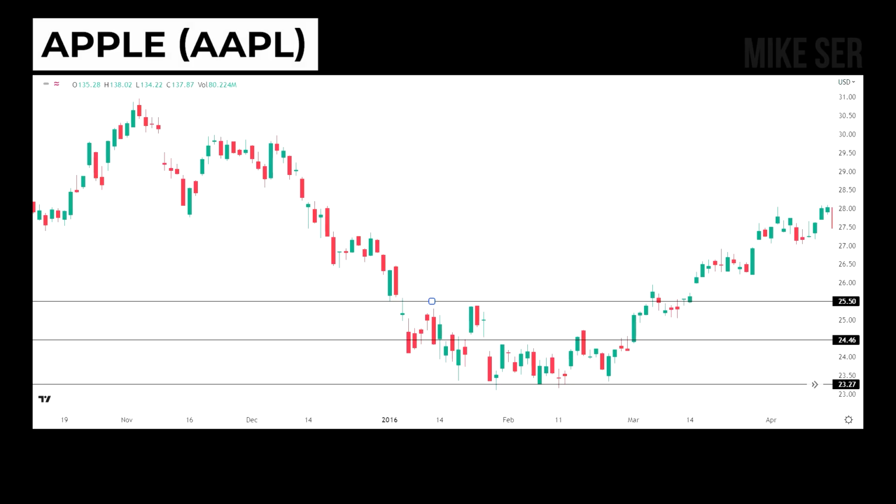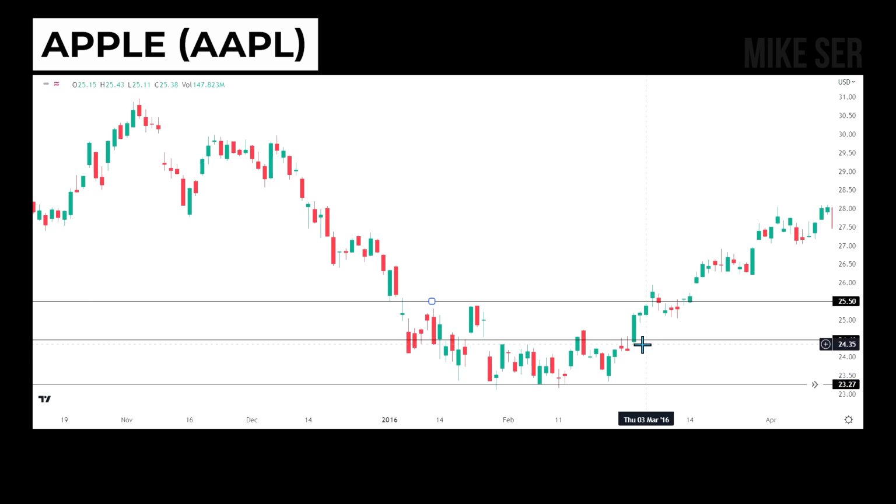Here's a chart of Apple, and you can see that the stock price has essentially been declining from $31 all the way down to $23 here. So you can see this downward trend here, and then it finds a support level right here around $23. You can see here, here, here, here. Okay, so as it's going down, it finds a support level. You can see this round shape forming.